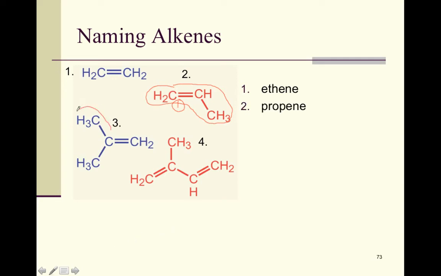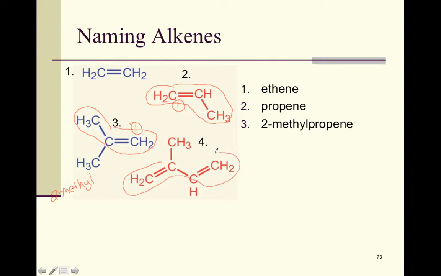Here we have the longest chain, and we have a substituent. This is a methyl group. The end that the double bond is near is here. That's carbon 1, so that means I have a 2-methyl group. The name of number 3 is 2-methylpropene. On number 4, don't forget that you have to include the entire multiple bonds.